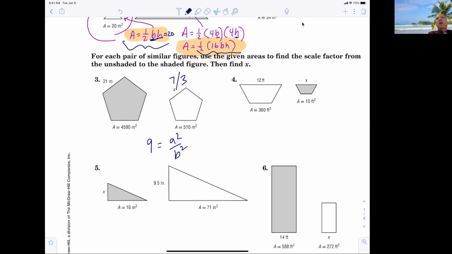You just have to be careful. So again, I just think that is easy. But for whatever reason, I can't tell you how many kids just struggle with this concept.